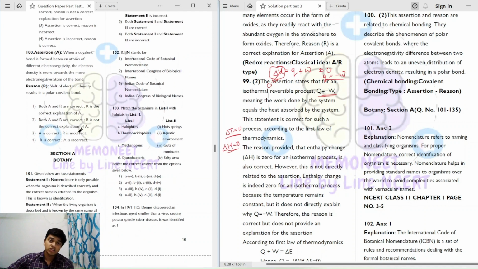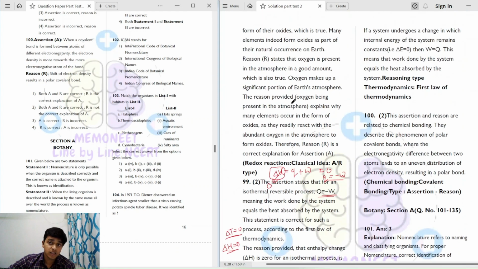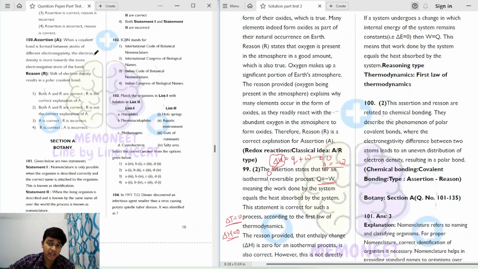Moving on to the last question of chemistry, we have an assertion reasoning type question. The question says, we have the assertion. The assertion says when a covalent bond is formed between atoms of different electronegativity, the electron density is more towards the more electronegative atom of the bond, right? So this is the correct statement because we know that an electronegative atom will always try to pull the electrons towards it. So when we have a covalent bond, suppose in between two atoms A and B, if B is more electronegative, what happens is that it will pull the electron density towards it, right? It will try to pull the electron density away from A.